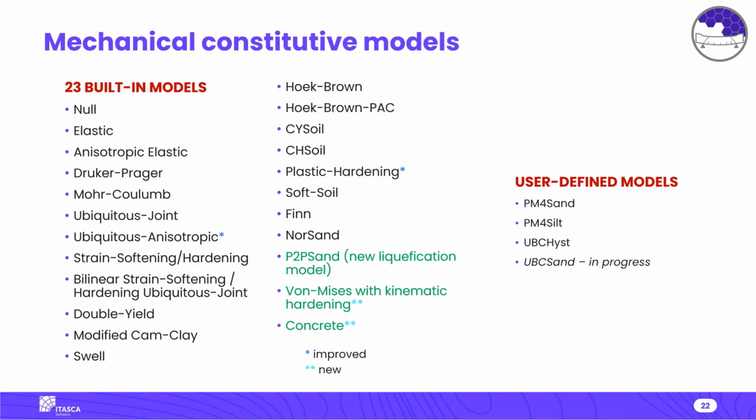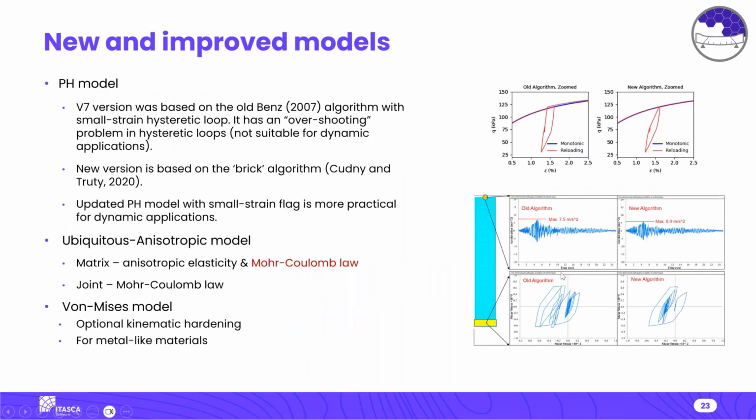FLAC2D enjoys 23 built-in mechanical models. You can see all of them here. Models with blue asterisks are improved models. Models in green are models that are new in comparison to FLAC 8.1. And models with 2 asterisks are completely new in version 9. Also, we have user-defined models. 3 of them are currently available: PM4Sand, PM4Silt, and UBCHyst. UBCSand is currently in progress and will hopefully be available soon. We expect it within the next few months.